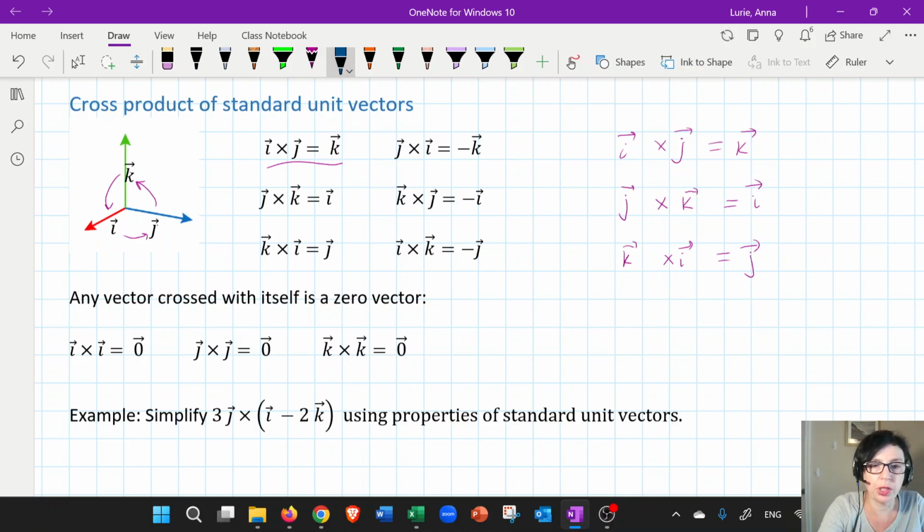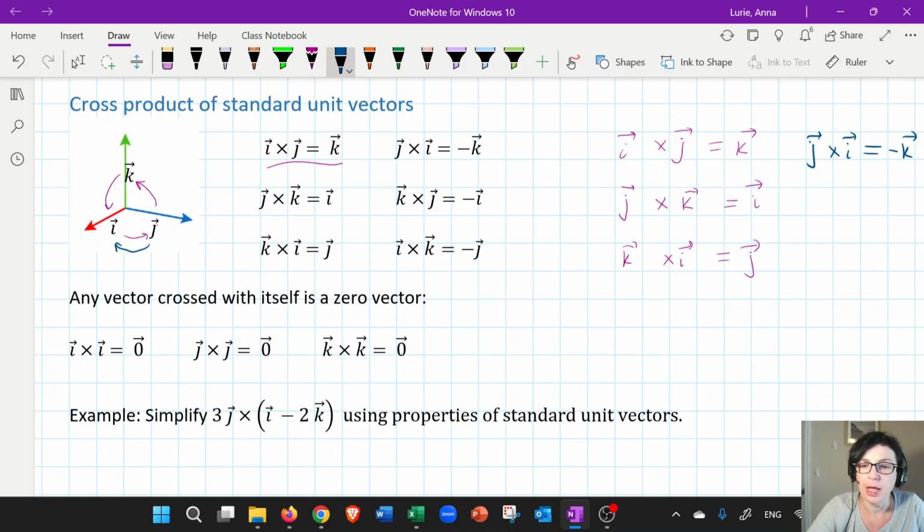Now, what you also need to remember is that if you change order, the cross product switches sign. So cross product is not commutative. So j cross i is actually not going to be k. All I'm doing is just switching them around, and this is going to be negative k. Or if you look at the diagram, to get from j to i and then get k, you're actually going clockwise, and that's why it's going to be negative.